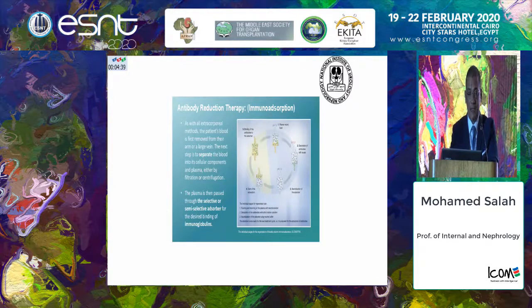This is the antibody reduction therapy technique by immune absorption. I will skip it.